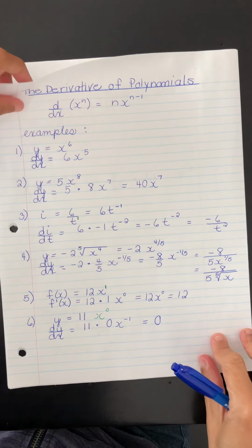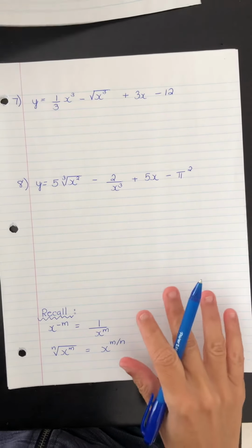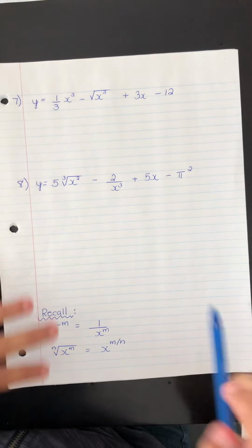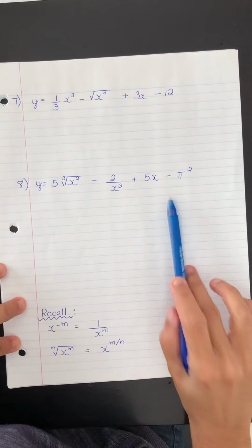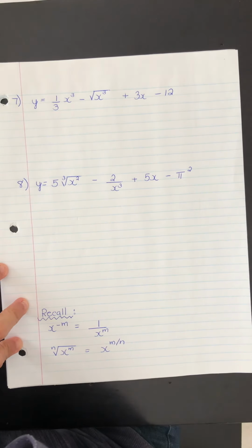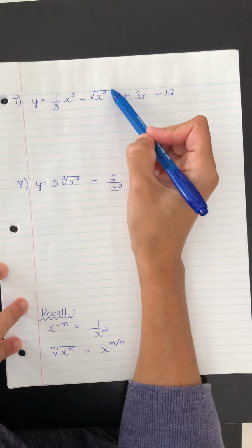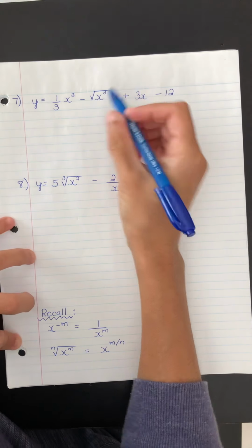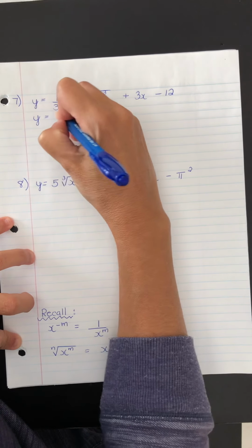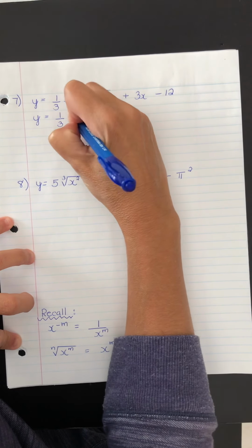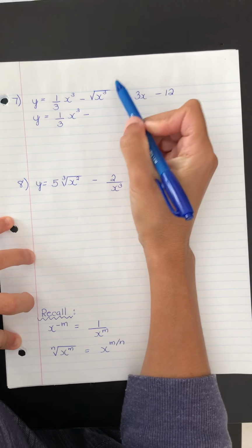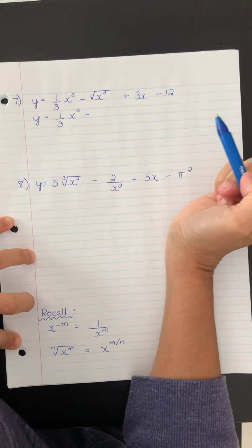Okay. Now what we're going to do are full polynomials, thus the title of today's lesson. So the first thing to do, of course, is to eliminate the radical form. So we're just going to rewrite function y using a fractional exponent here.